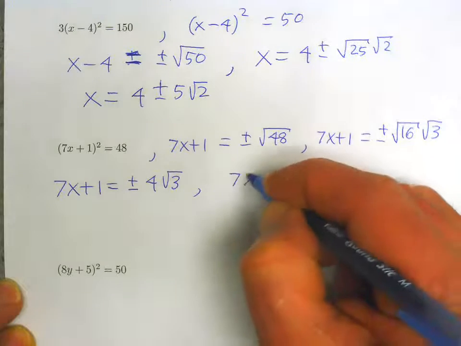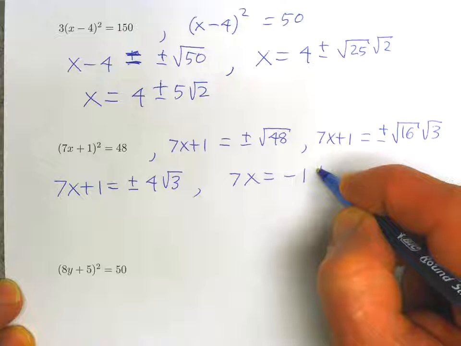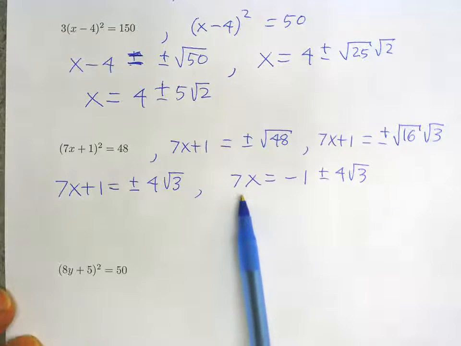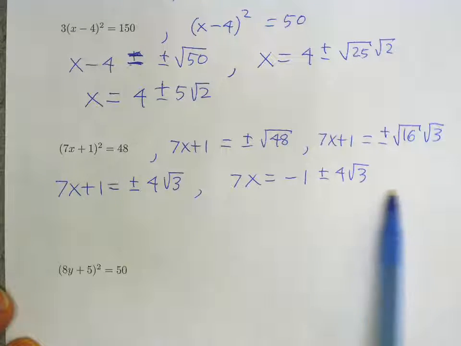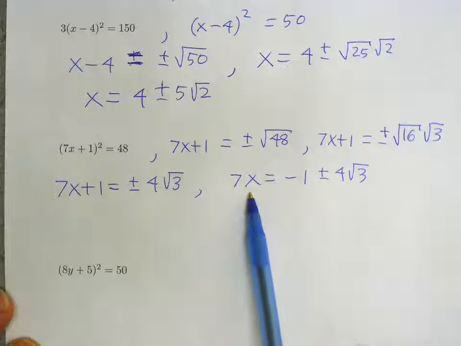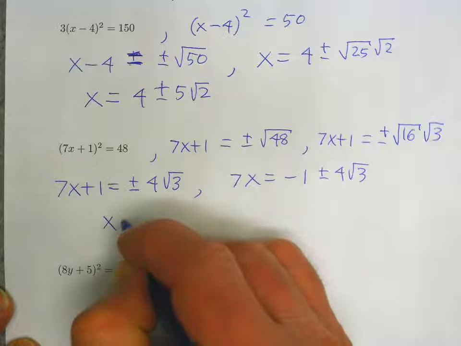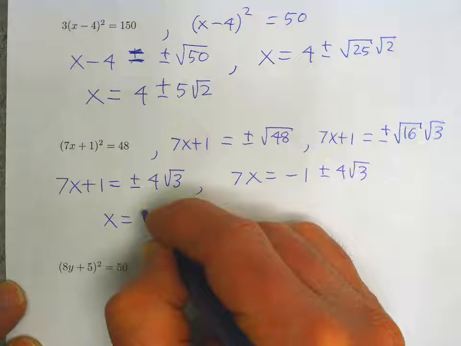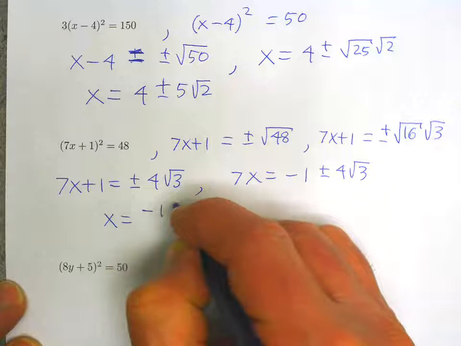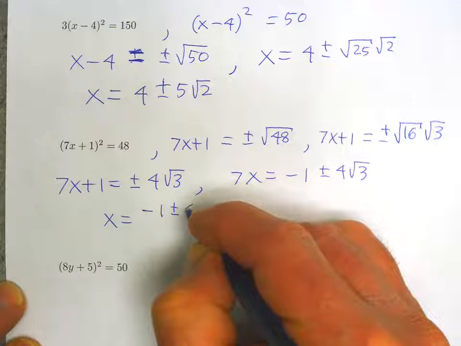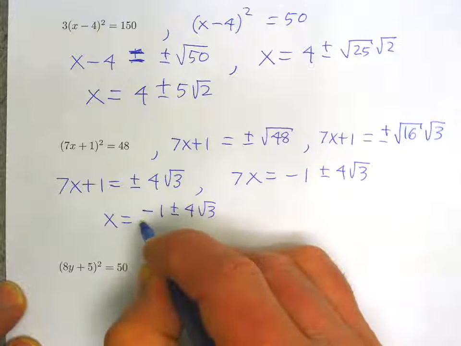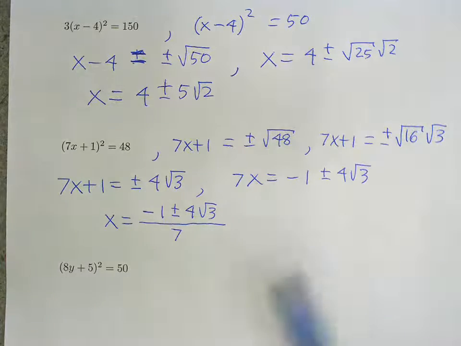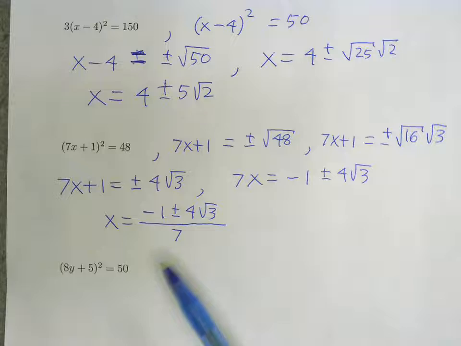That means we get 7x equals negative 1 plus and minus 4 times the square root of 3. And then finally, we'll divide every term on both sides by 7. 7x divided by 7 is just x. And we can write the entire expression, negative 1 plus and minus 4 times the square root of 3, we can put the whole thing in the numerator and make the denominator 7. Okay, this is a fine way to write the solutions.